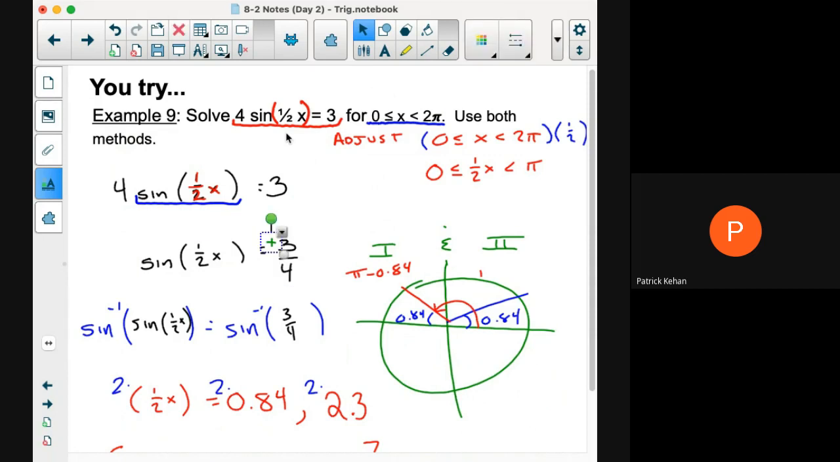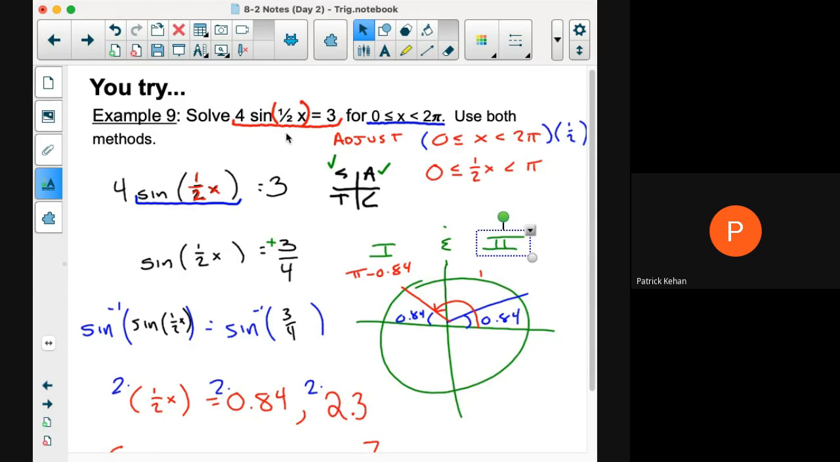So now I want to figure out my quadrants. You can do that with the chart, all, sine, tangent, cosine. Sine's positive in the first and the second quadrant. So I know I need to be in quadrants 1 and 2. I like to identify that pretty early so I know where my angles are.